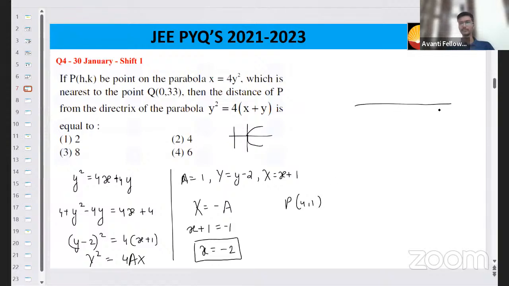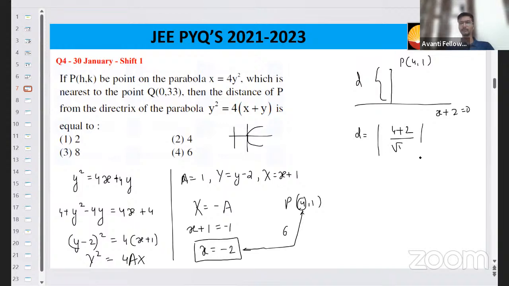So let us use the perpendicular distance formula from point 4 comma 1. This is the distance we want. Many of you must get it directly, the line x equal to minus 2 and the x coordinate is 4, so the distance is 6. But even if you don't notice this, we can use the perpendicular distance formula: 4 plus 2 upon root of 1. So the distance will be 6 units. So that means answer D. Correct? So let us see the next question.